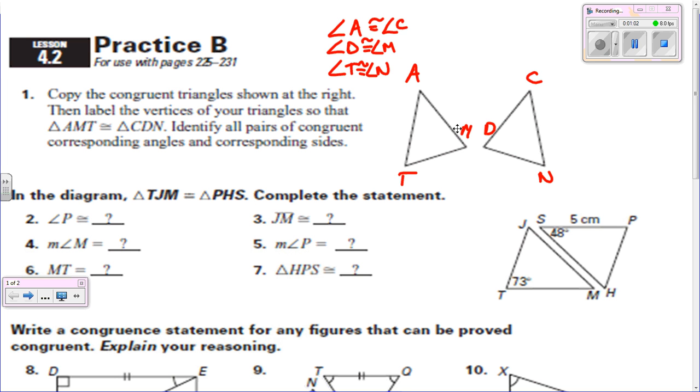Then we also have the segments, or the sides that are congruent. So AM is congruent to CD, MT is congruent to DN, and AT is congruent to CN. So those are all our congruencies.